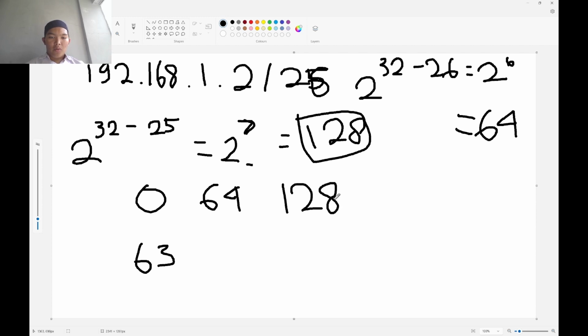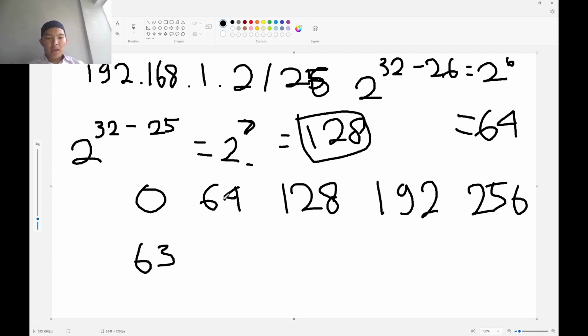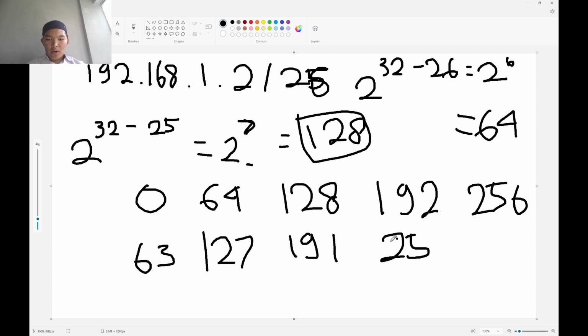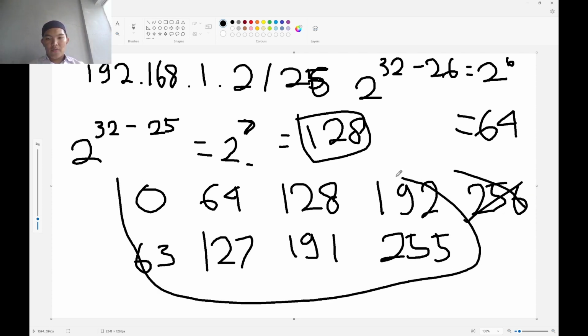so it's 128, and then 192, and then 256. And the range of the second group is 128 minus 1, so 127, and this is 191, and this is 255. There is no 256. So there are 4 groups, and this is the range of IPs for each group.